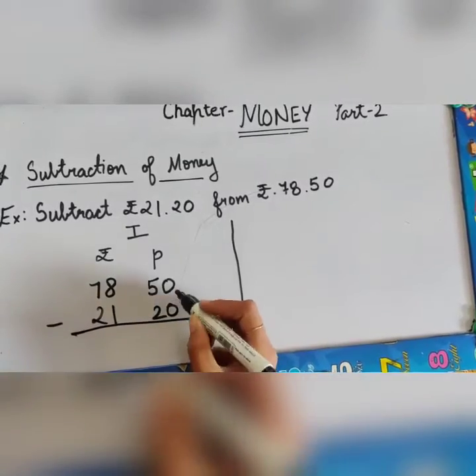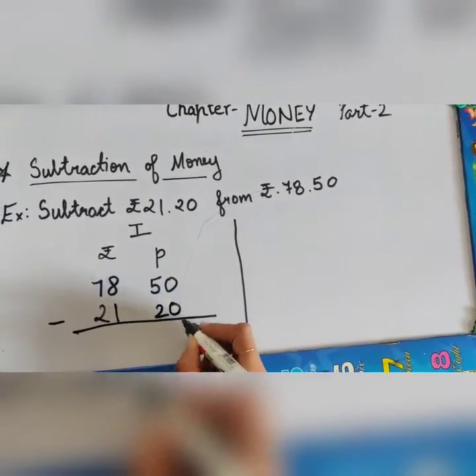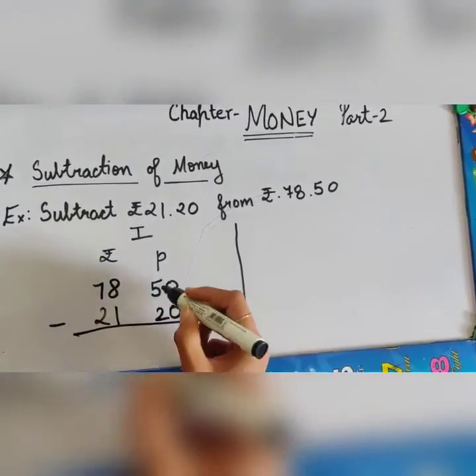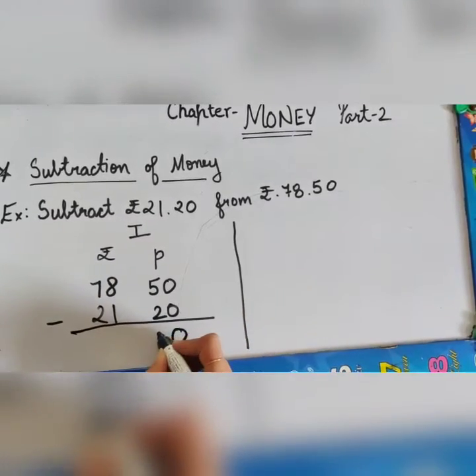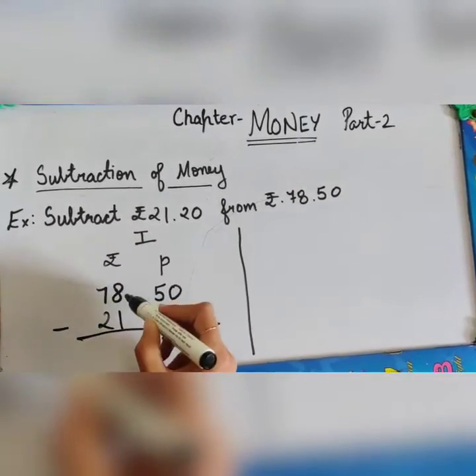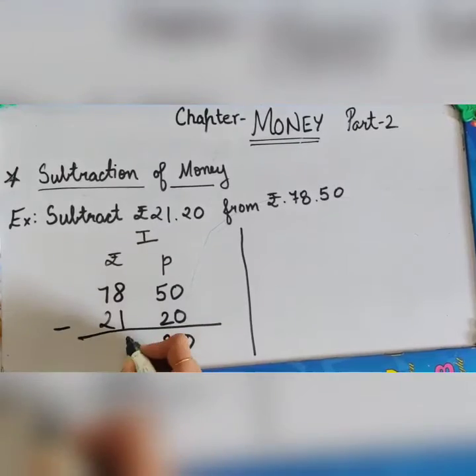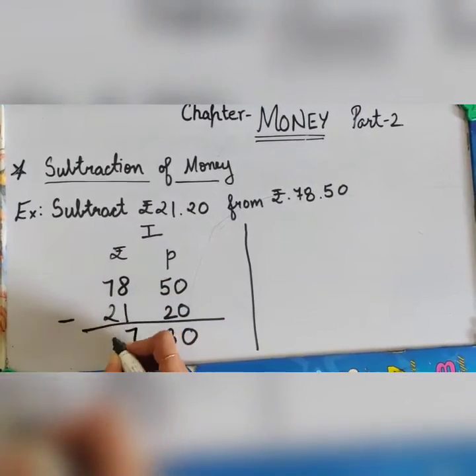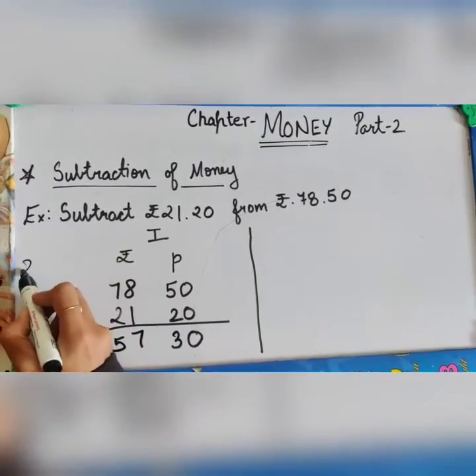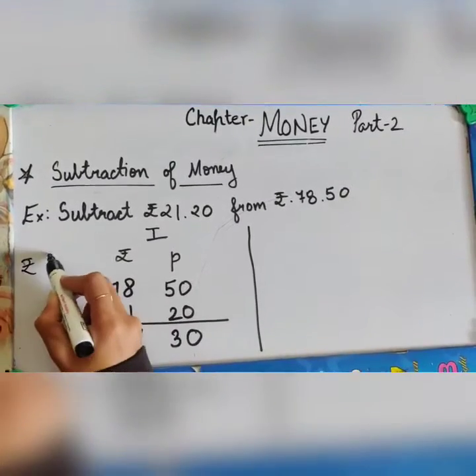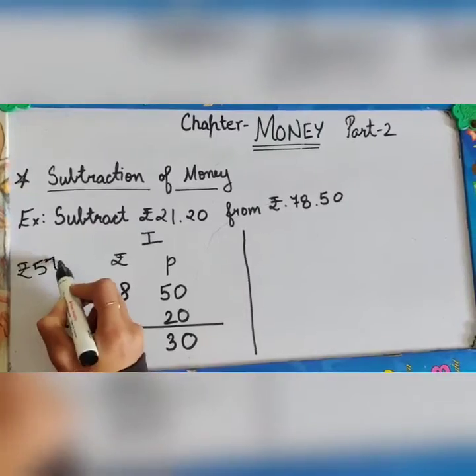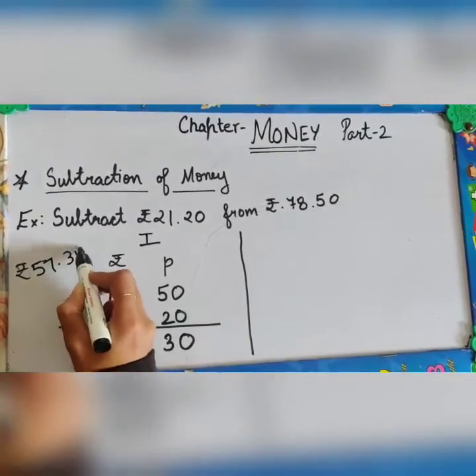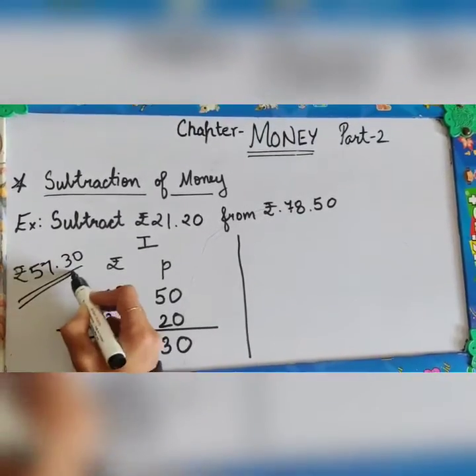Now we will start our subtraction. 0 minus 0, 0. 5 minus 2, 3. 3 will come here. Now 8 minus 1, 7. 7 minus 2, 5. So our answer is rupees 57.30 paise. This is our answer.